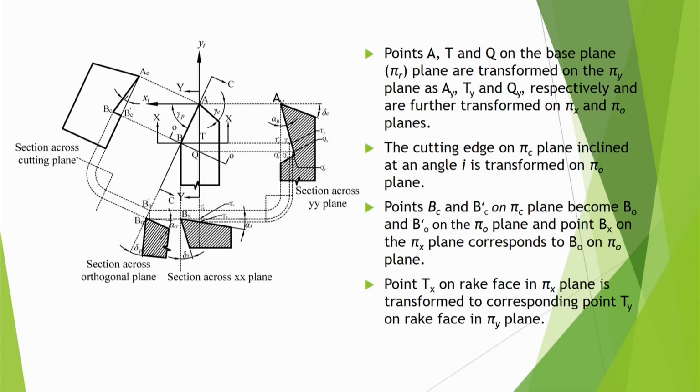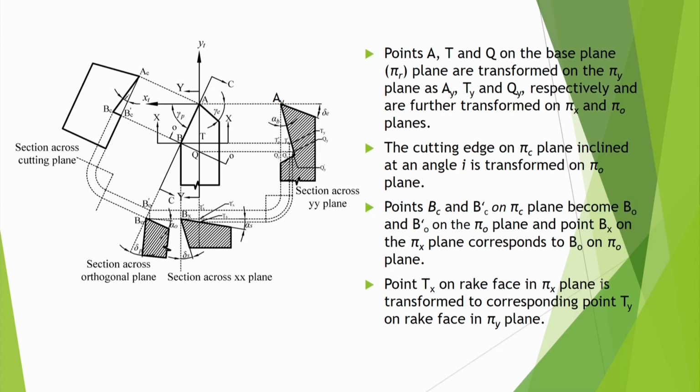If some point is at some height in the XX plane, its height in the YY plane will also be the same, because you can understand that I am taking this section in the XX and the other in the YY. Only in the top view will the height change. So the cutting edge on the pi C plane, inclined at an angle I, is transformed onto the orthogonal plane.